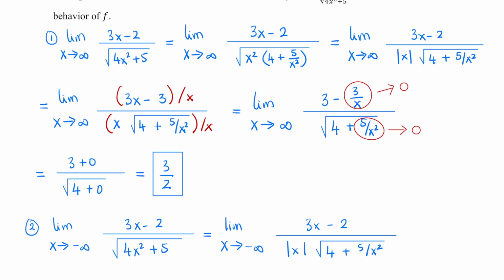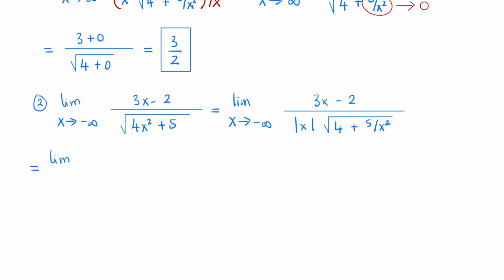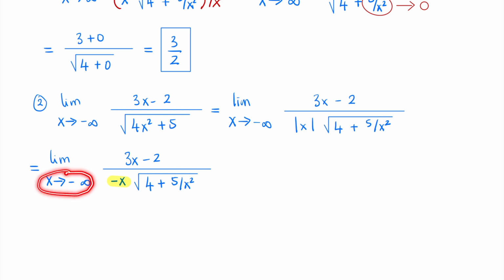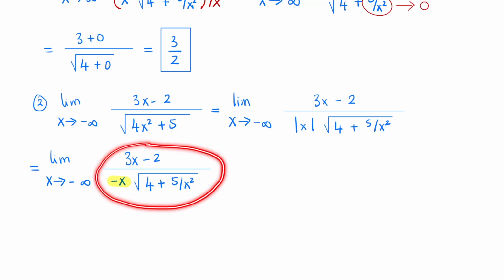Now, this time, x is going to negative infinity. So x is negative. That means absolute value of x equals negative x. When x approaches negative infinity, the absolute value of x is not equal to x. It is equal to negative x. So now we rewrite the limit as 3x minus 2 over negative x times square root of 4 plus 5 over x squared.